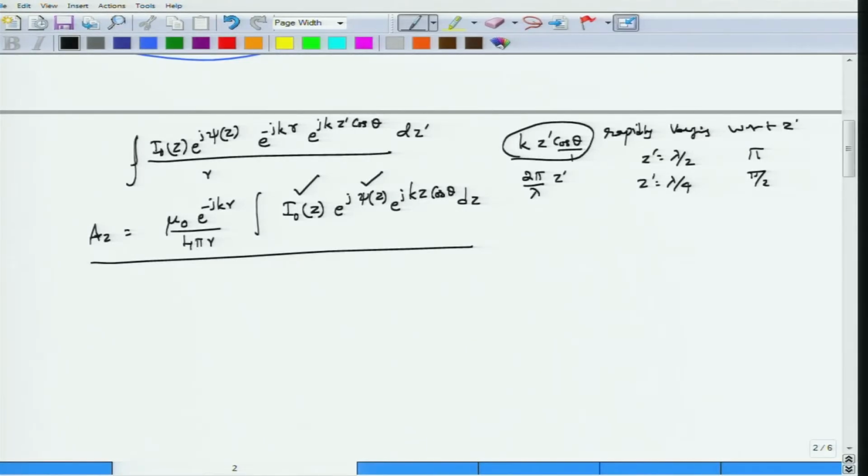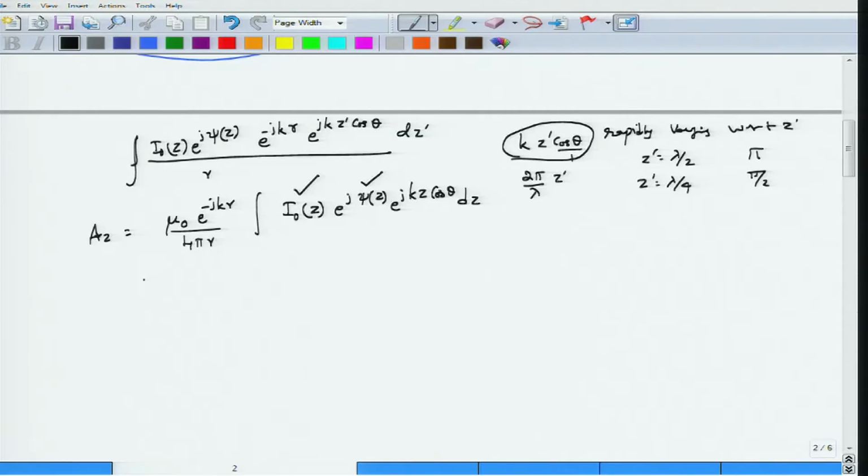The only problem seems to be that I do not know what I 0 of z and e power j psi of z are, and this is in fact the central problem in antenna analysis. This is one of the most important problems in antenna analysis, because you simply do not know the current distribution of a majority of antennas. In fact, even the simplest case of a half wave dipole with non-zero thickness conductor has never been fully solved.